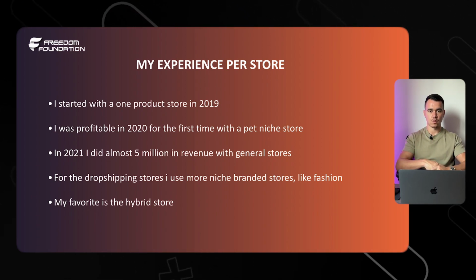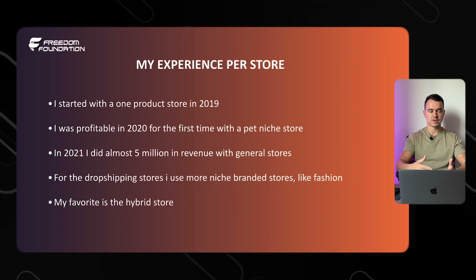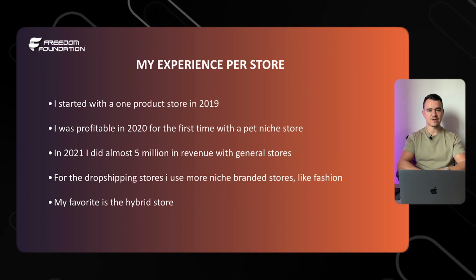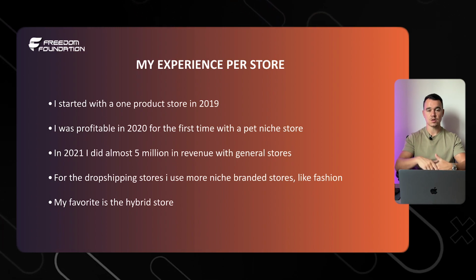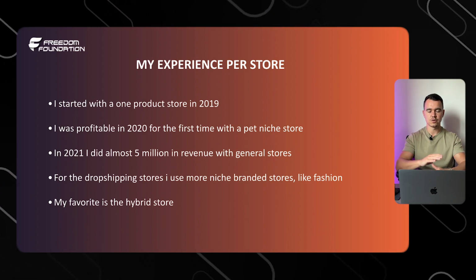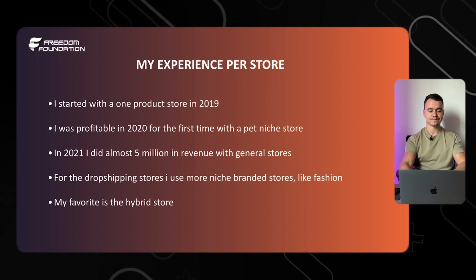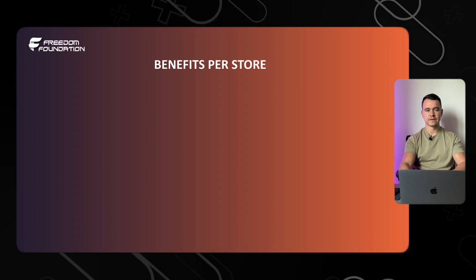We can start with one product or 2 products. You can start testing in the same niche, with the same angles maybe. And if you've tested all the products with these angles in this niche, you can move on to another niche, and you don't need to scrap the whole website, because the website will have a lot of data as well. So what are the benefits per store?